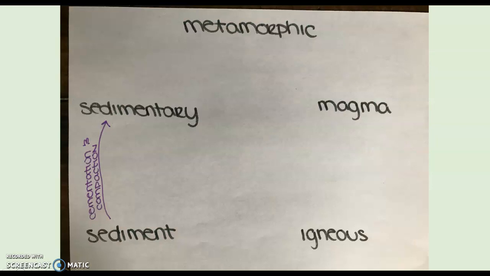Now, sediment to sedimentary, we've talked about. This is how sedimentary rocks are made. It's through cementation and compaction. So anytime you see an arrow starting at sediment and going to sedimentary, you're always going to write cementation and compaction.